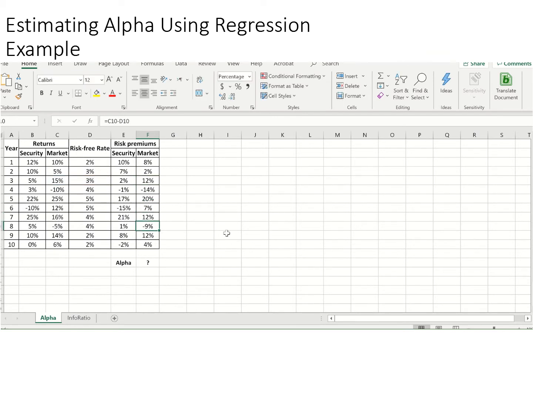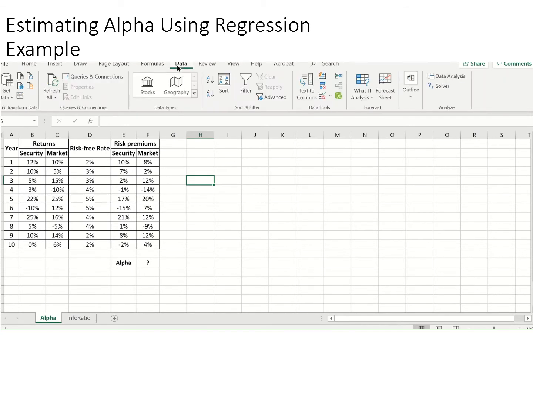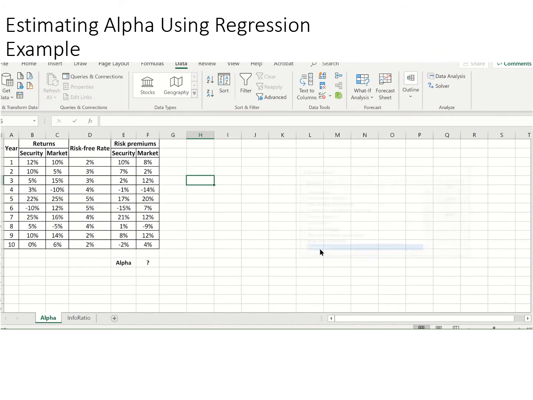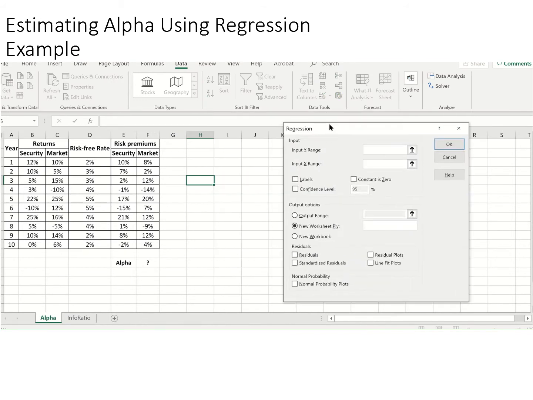Now, I mentioned alpha is the intercept of the regression model you are running. So I have to run a regression. I go to Data and Data Analysis. If you don't have that add-on, you can download the Data Analysis ToolPak for free and add it to your Excel. So I hit Data Analysis and I go to Regression. So here is the regression. I open the regression tab.